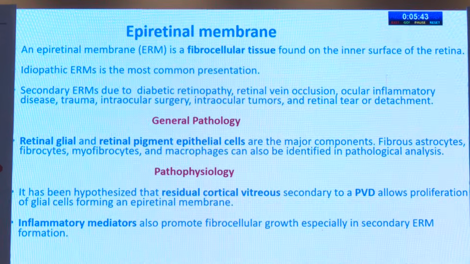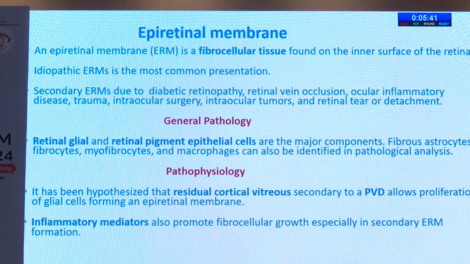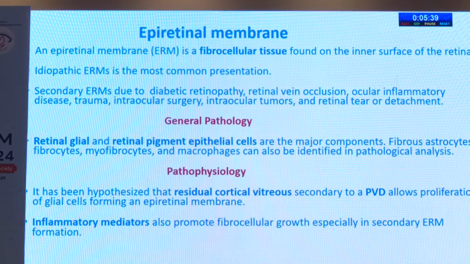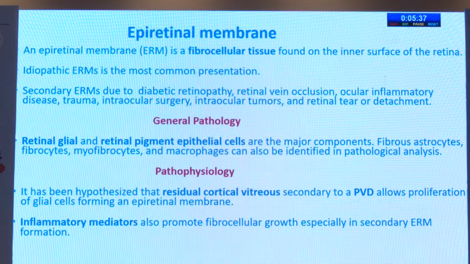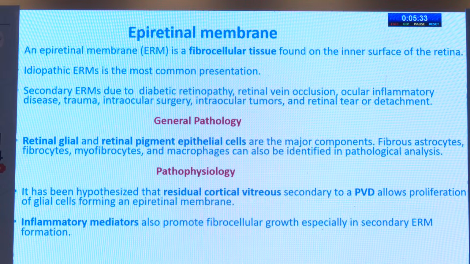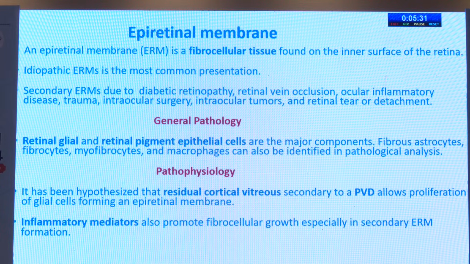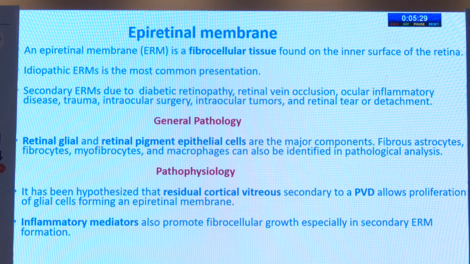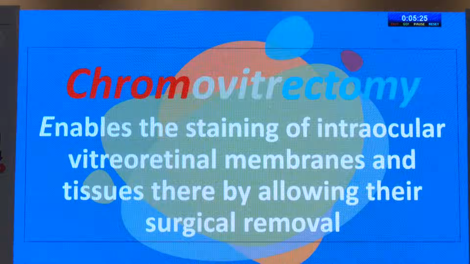What about epiretinal membranes? It is basically a fibrocellular proliferation which is seen on the inner surface of the retina. Idiopathic ERMs are very common. If you see the pathology, it basically consists of RPE and glial cells. The pathophysiology is nothing but residual cortical cells which induce the proliferation of these ERMs.